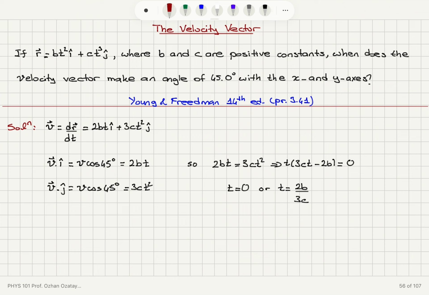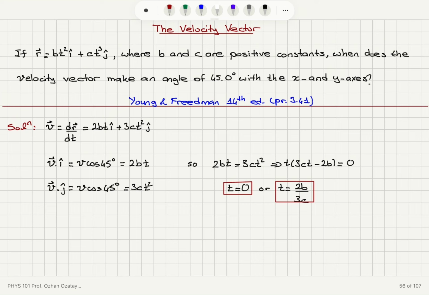So two possible solutions. One is the initial situation, t is equal to 0. The other one is when the time is equal to 2b over 3c. Okay, so we were given a time-dependent position vector. X component is bt square, y component is ct cube, because bt square is the coefficient of i hat and ct cube is the coefficient of j hat. And b and c are positive constants and t is time here.